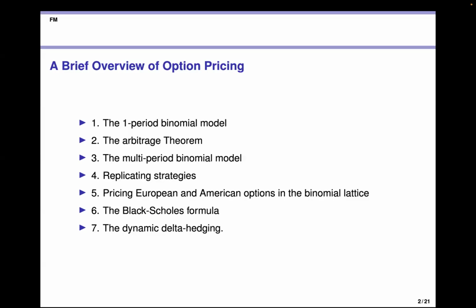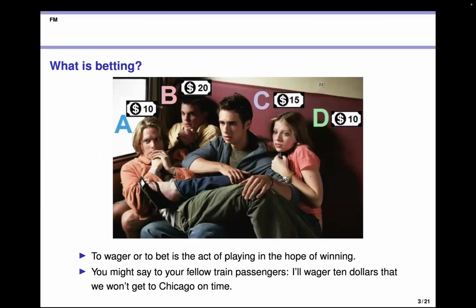Okay, so today the arbitrage theorem, and we start with the question: what is betting? Let me explain it in terms of an example. For example, you might say to your fellow train passenger, I'll wager $10 that we won't get to Chicago on time. You understand that to wager or to bet is the act of playing in the hope of winning.